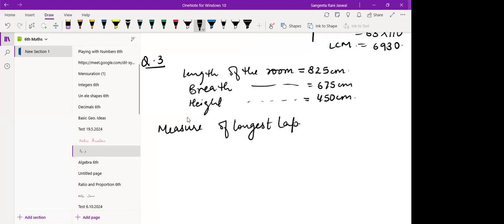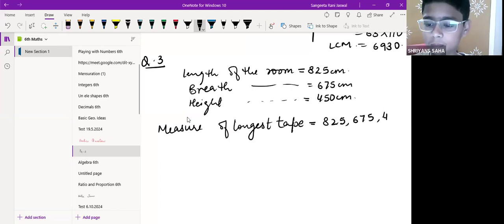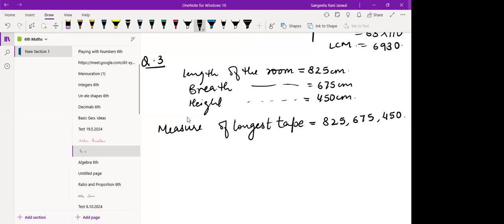I hope you are understanding the questions better. My purpose of doing this exercise in detail is this only, that you should understand the language of the question. Yes? Yes, ma'am. Okay, so let's find the HCF of this. The longest tape is the HCF of these. Let's find out the HCF of 825, 675, 450.